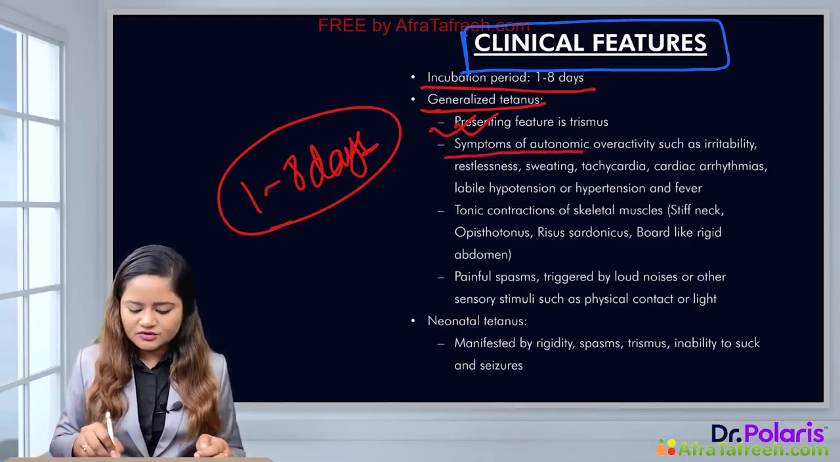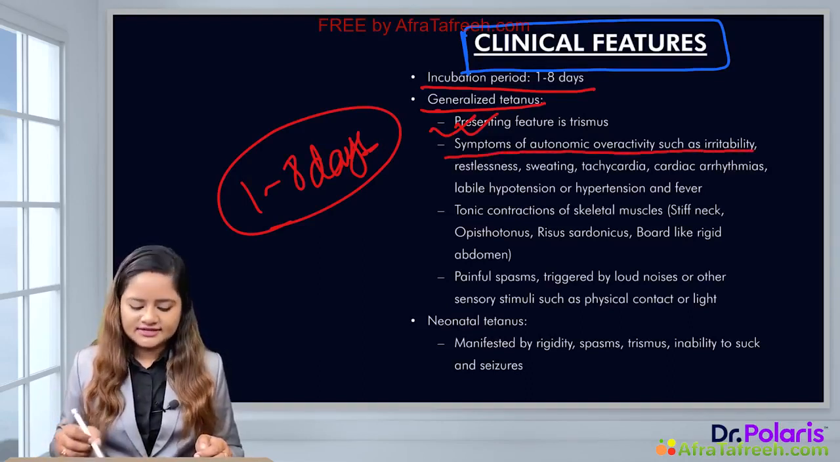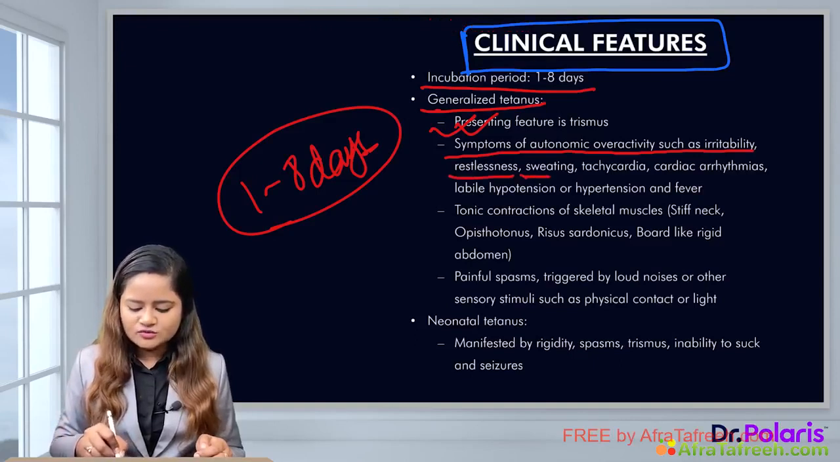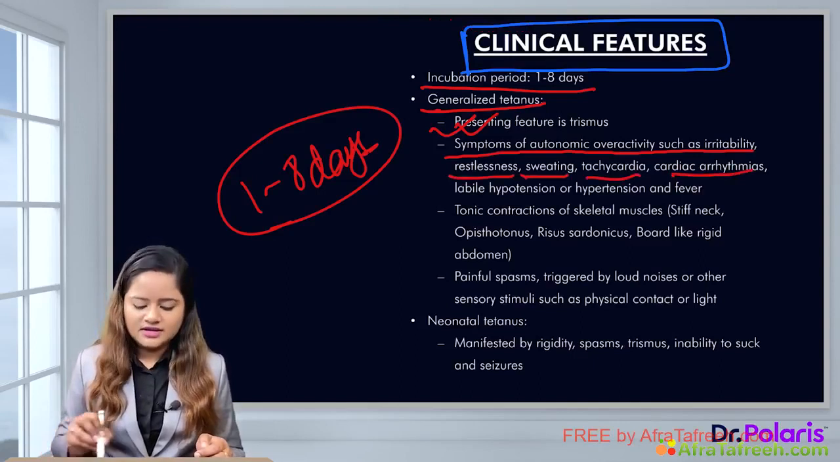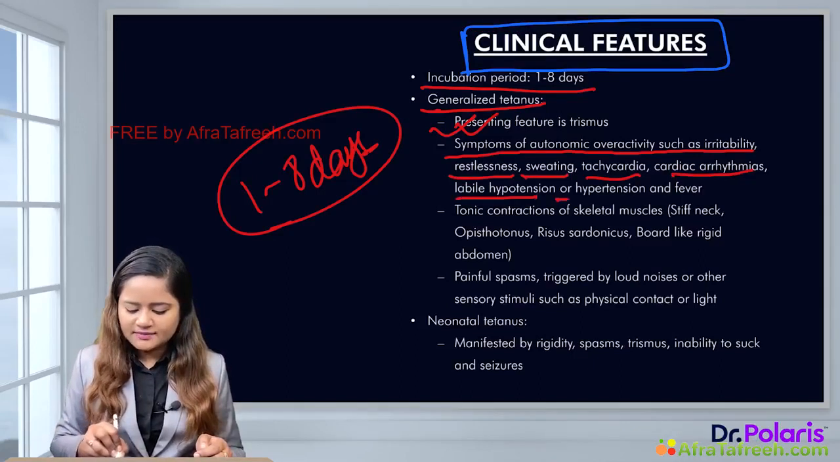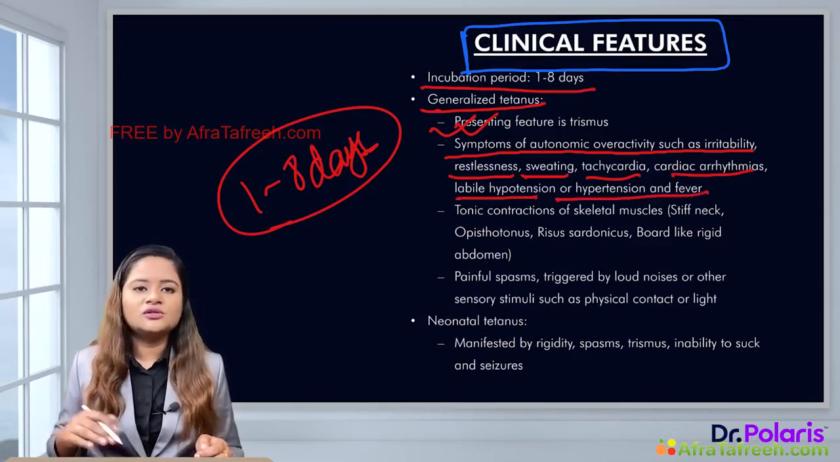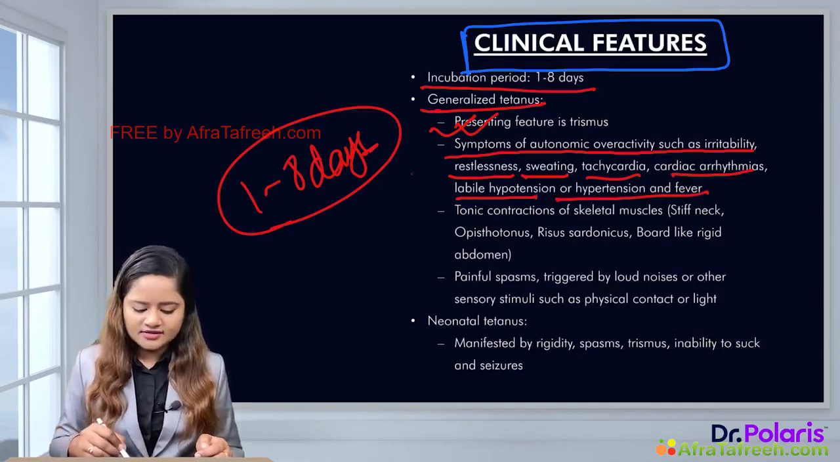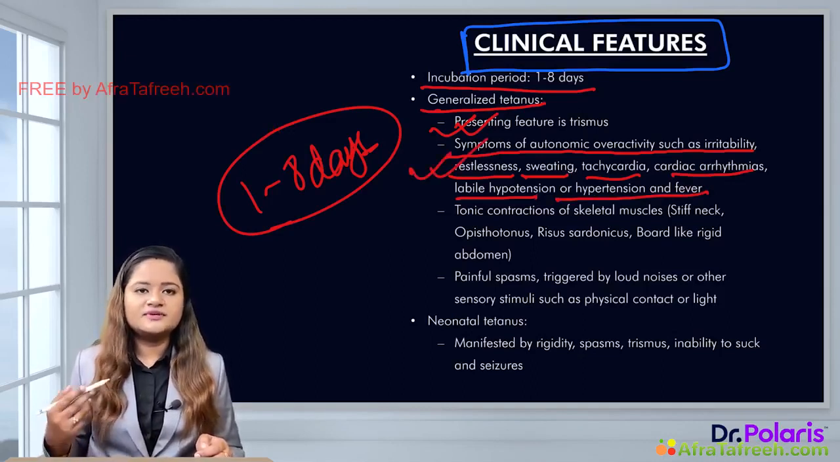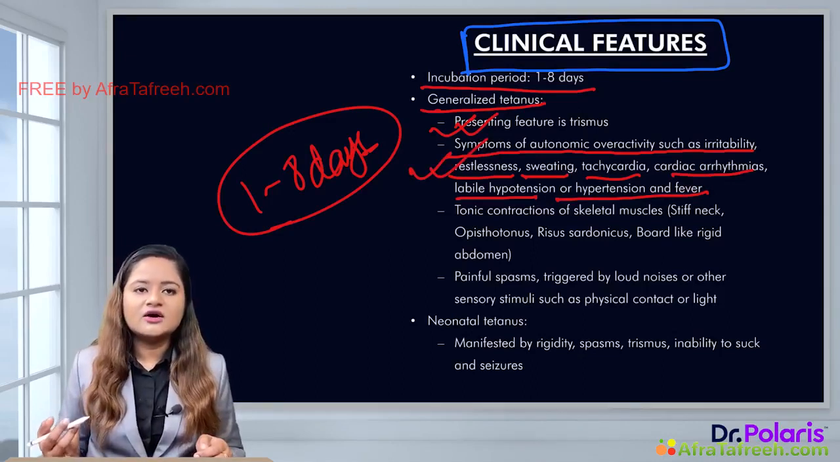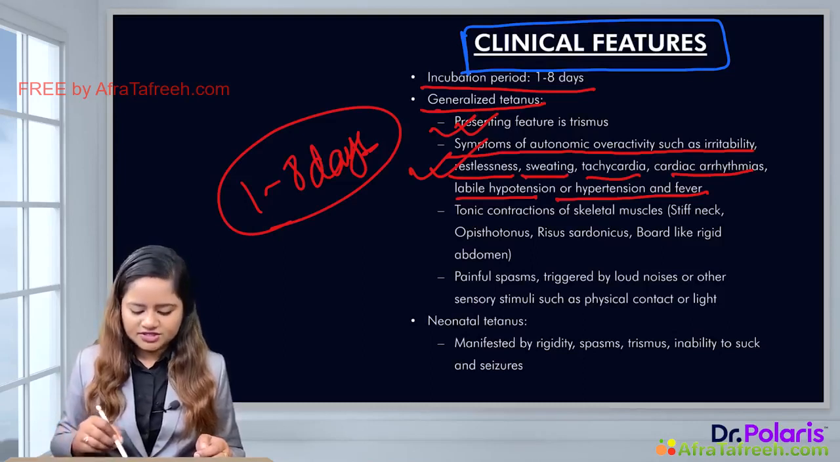There are symptoms of autonomic overreactivity such as irritability, restlessness, too much sweating, undue tachycardia, cardiac arrhythmias, labile hypotension or hypertension, and fever episodes. So all the autonomic instability will start in the body. There could be features of palpitations, restlessness, tachycardia. All these things can be felt by the patient.